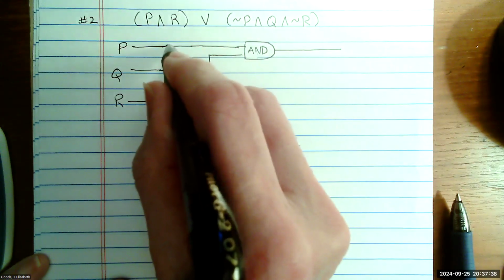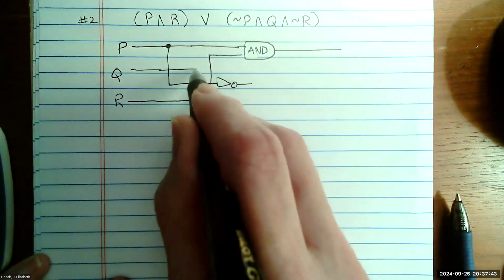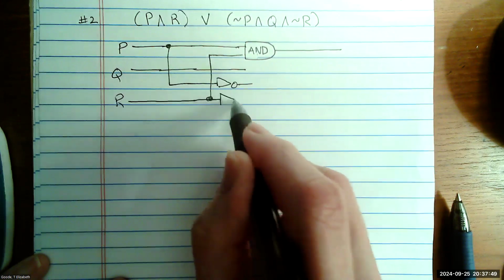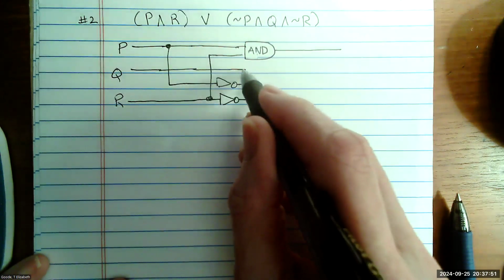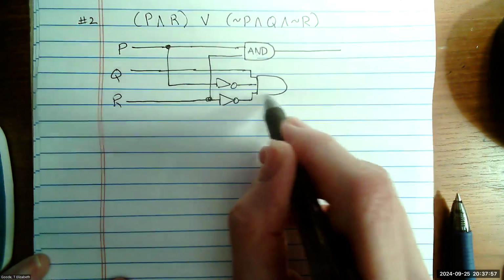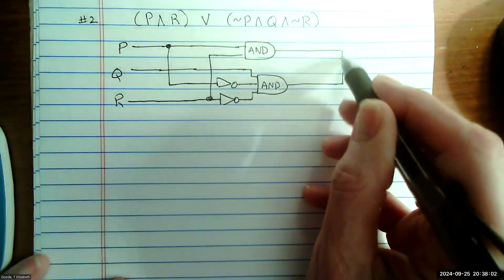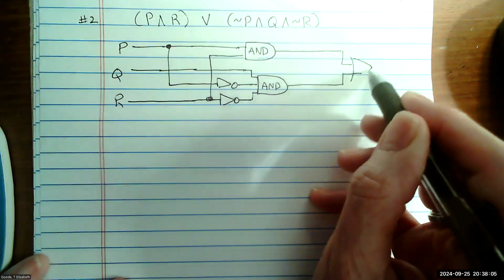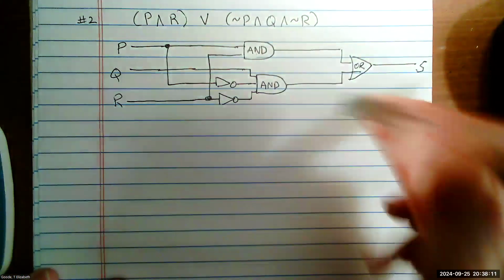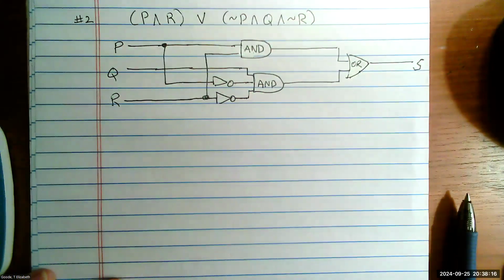So now we want not P ANDed with Q, ANDed with not R. And then these get ORed together, right? And that's the final output. So it takes a little more room because we have to have room to write on the wires. All right, so that's the circuit, okay?